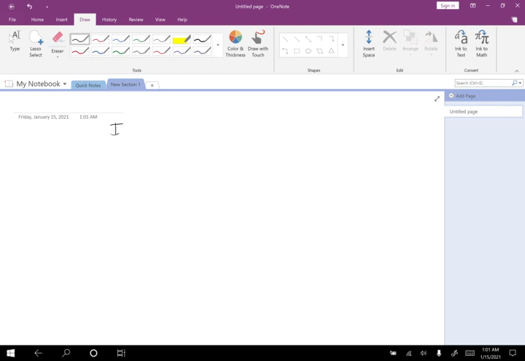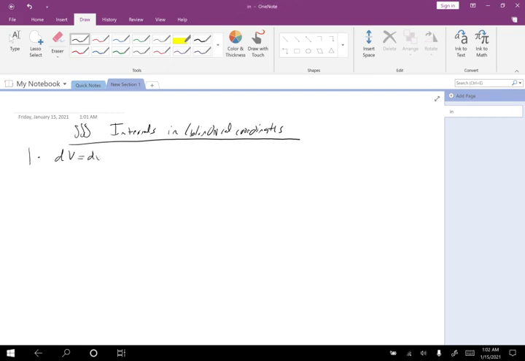Okay, let's talk about integrals. Really, this is a triple integral in cylindrical coordinates. There's two ways to think about this. The first way is just to replace dV, which we know as dx dy dz, with r dr d theta dz.